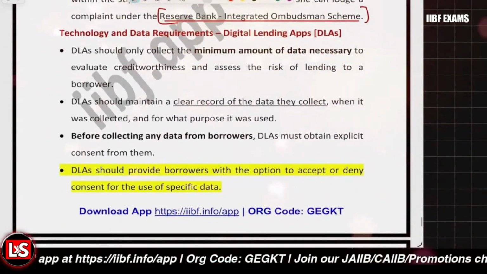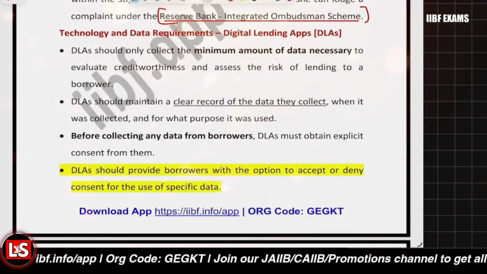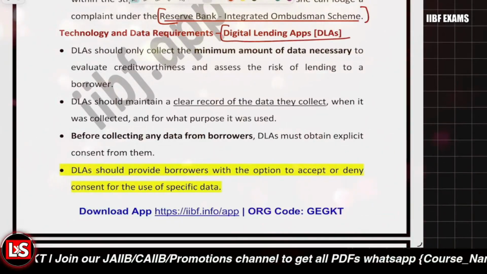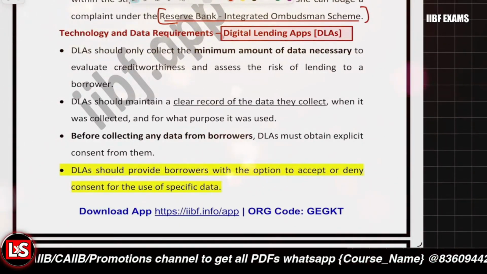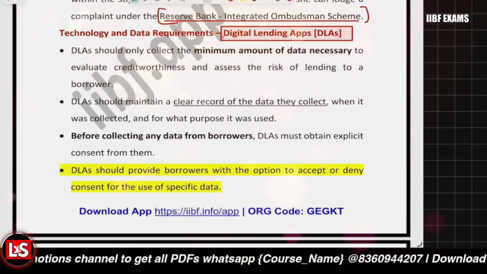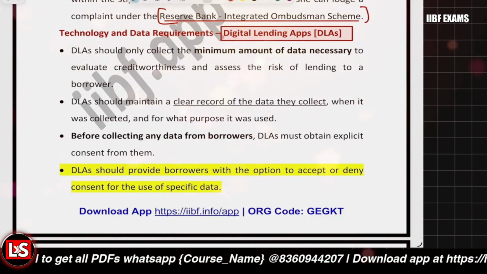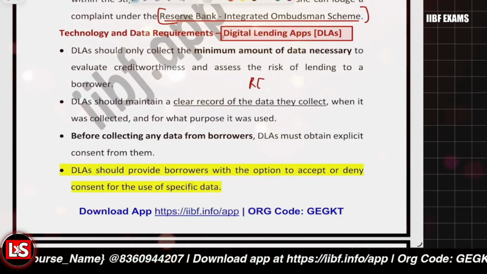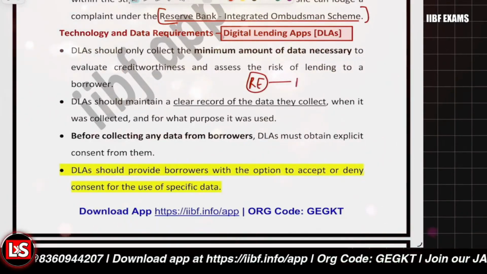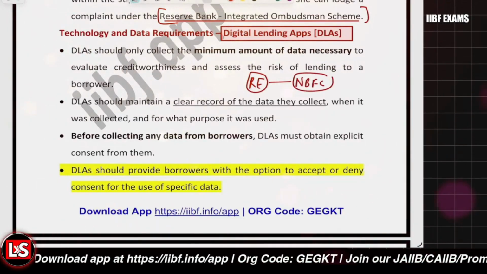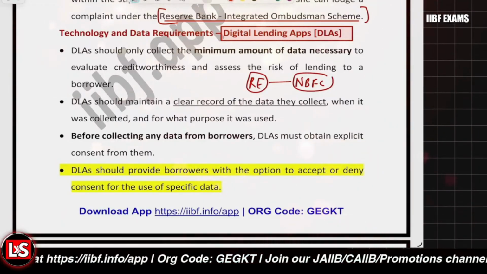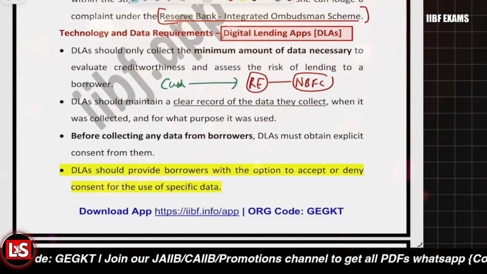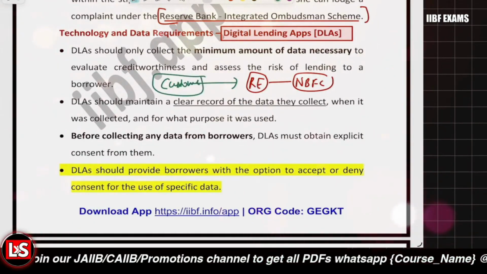The second thing is about the technology and data requirements. It's about the DLAs, the digital lending applications. Let's say the regulated entity has an agreement with some NBFC or fintech which is providing the digital lending services, and the regulated entity has the data related to the customer, which will be shared with the NBFC.